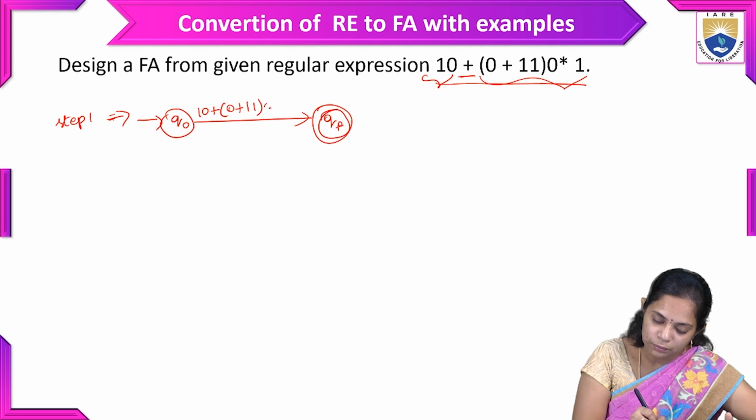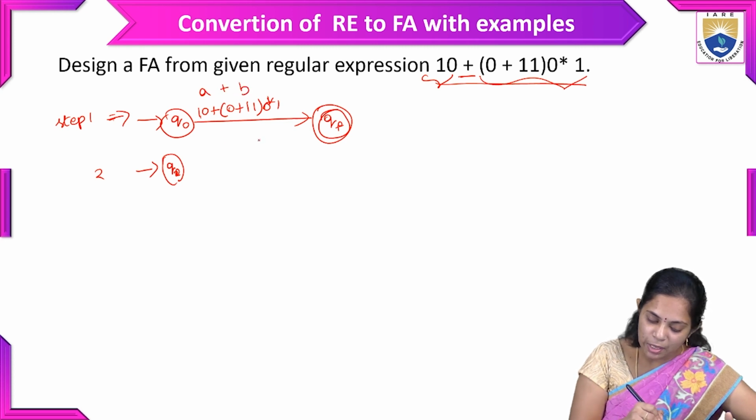So how to form this one? Step 2: Q naught I am taking. So we have taken this. Assume we have A and B, how do we represent A plus B? So we have taken the final state F.